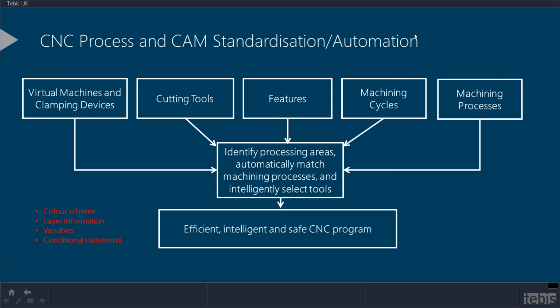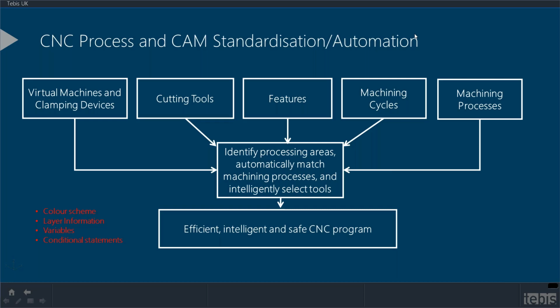We have features, so we can have Tebis recognize geometric features within a component. And machining cycles, which we can then link to features, and these are predefined machining processes that create canned cycles with intelligent tool selection. And lastly, we have machining processes, which is what we're going to be looking at today. This is basically our templating of machining programs.